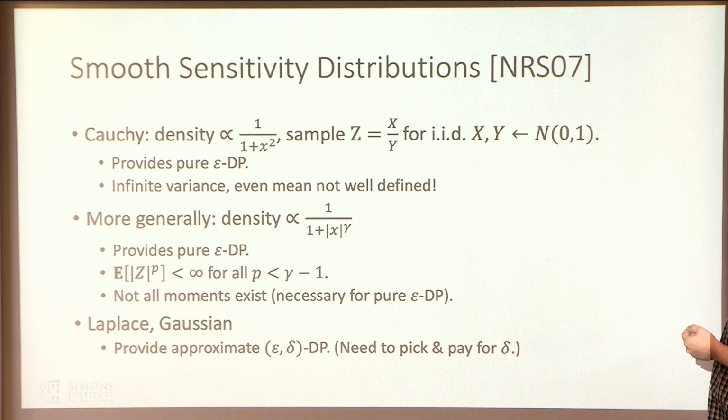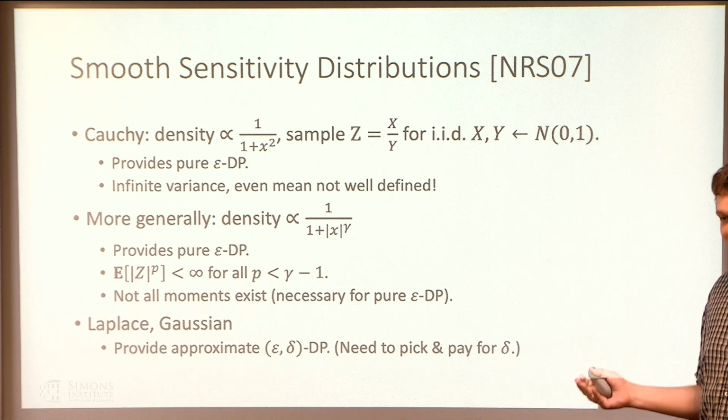Also, they show that you can use Laplace noise or Gaussian noise, but then you have to move to epsilon-delta approximate differential privacy, which means you're going to have to pick some delta, and then you're also going to have to pay some sort of log 1 over delta term. Yes. And if we wanted Renyi? That's exactly what the next slide is, yeah.